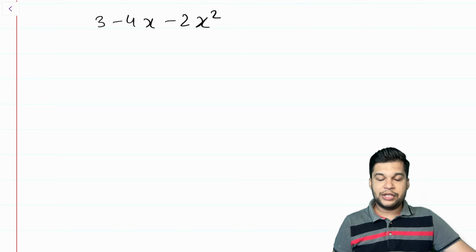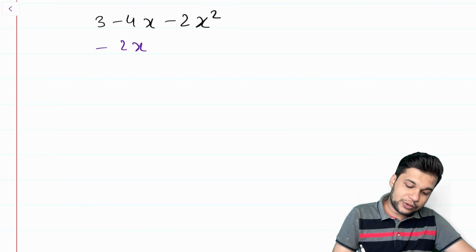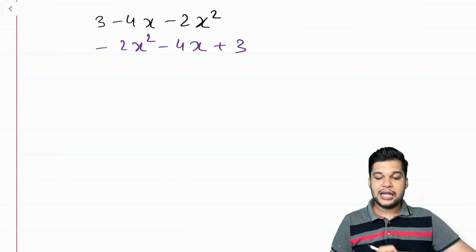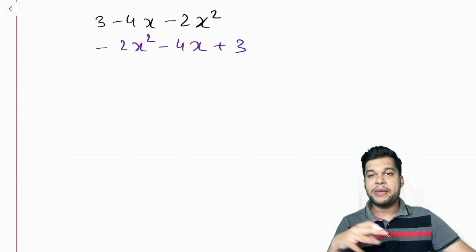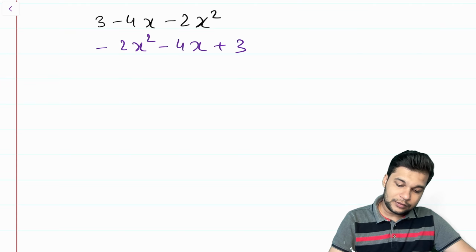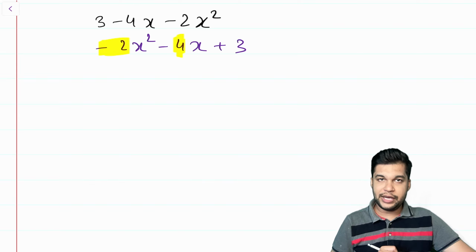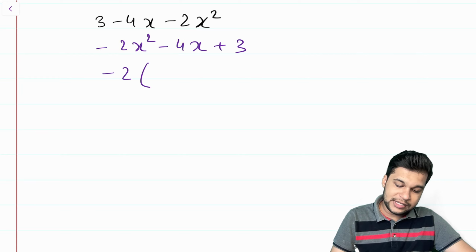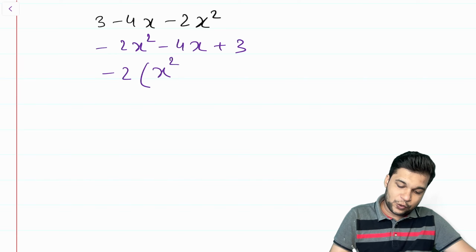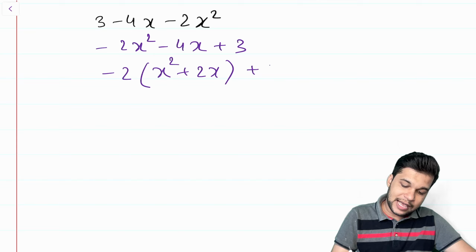Okay, now the first thing first, I'm going to rearrange the terms. So I'll write it as minus 2x square minus 4x plus 3. Now if you remember, I taught you earlier that the coefficient of x square must be 1. If it is not 1, you make it 1. So how do I make it 1? First of all, I'm going to take negative 2 common from these two terms. I take negative 2 common. So what is left inside? x square plus 2x and plus 3 as it is.